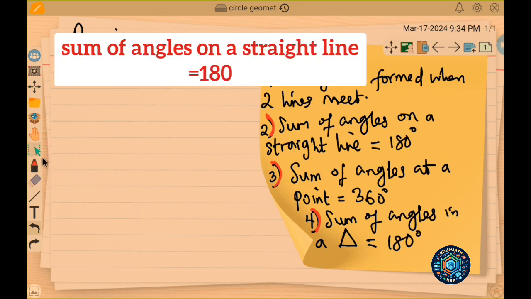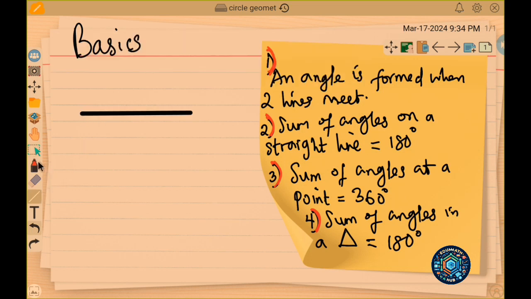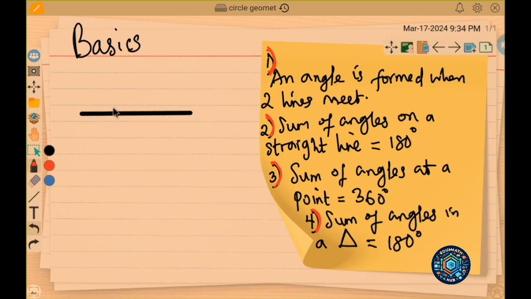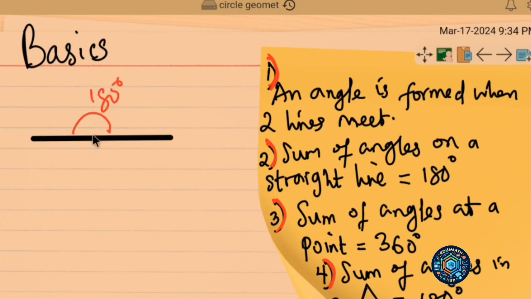And the next thing you need to know is the sum of angles on a straight line is 180 degrees. On this line it is 180 degrees. You measure with the protractor. The angle on this line is 180 degrees. Even at the back here, it's still 180 degrees.